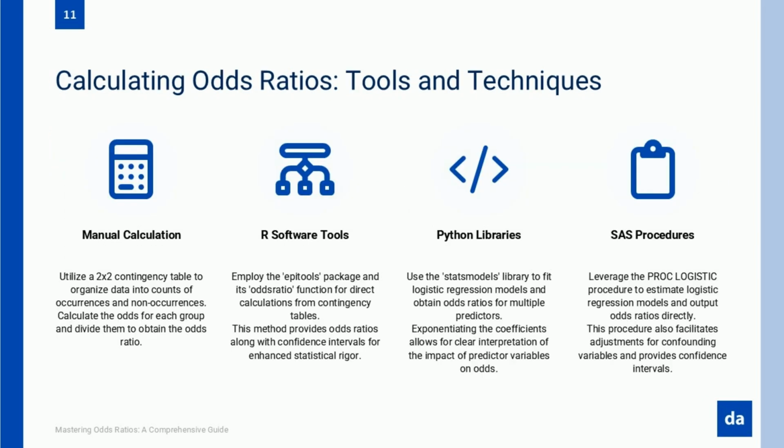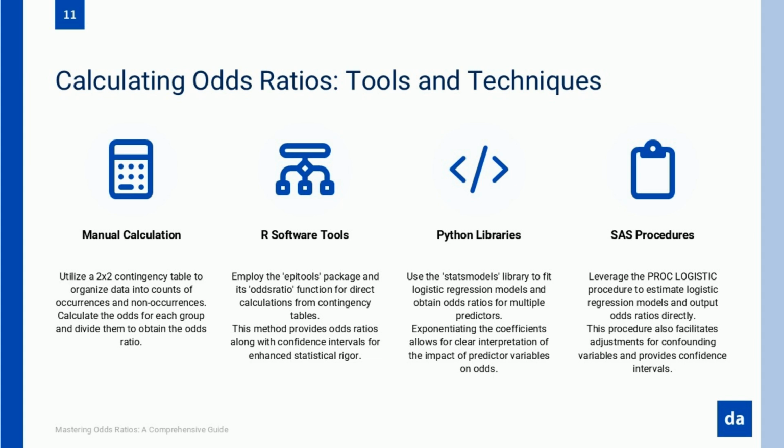Imagine transforming raw data into actionable insights with just a few keystrokes. The tools for calculating odds ratios have come a long way from pen and paper methods, offering data scientists a range of options to suit their needs. But with this power comes a critical question. How do we ensure we're using the right technique for our specific analysis? Let's start with the basics.